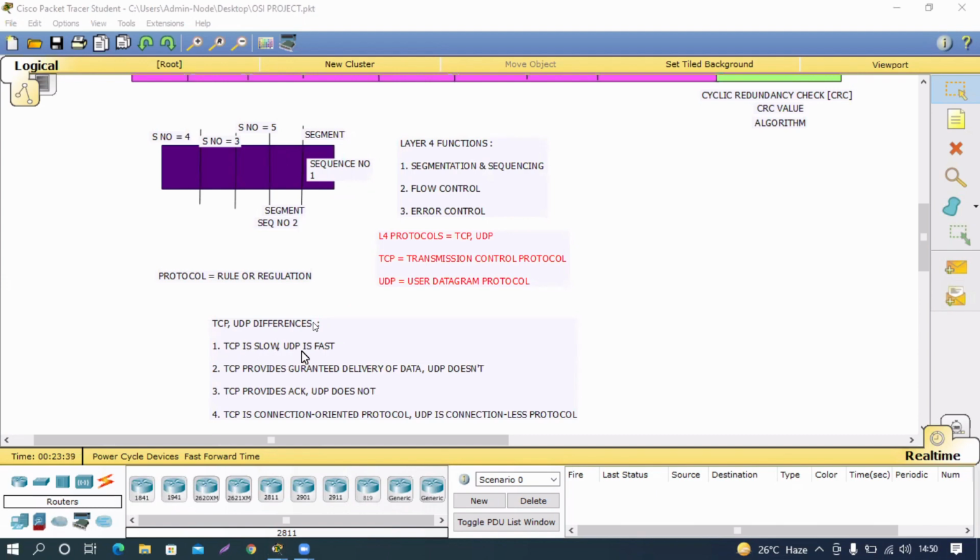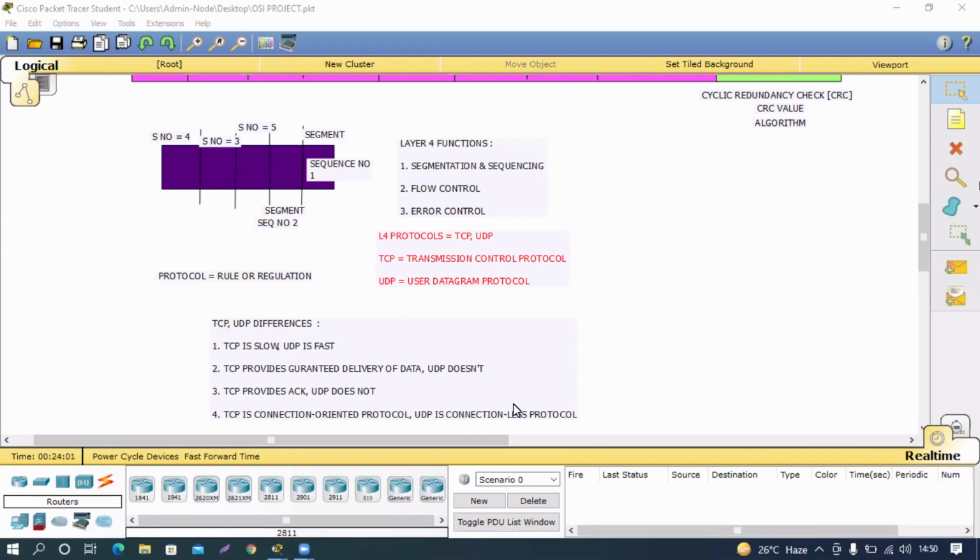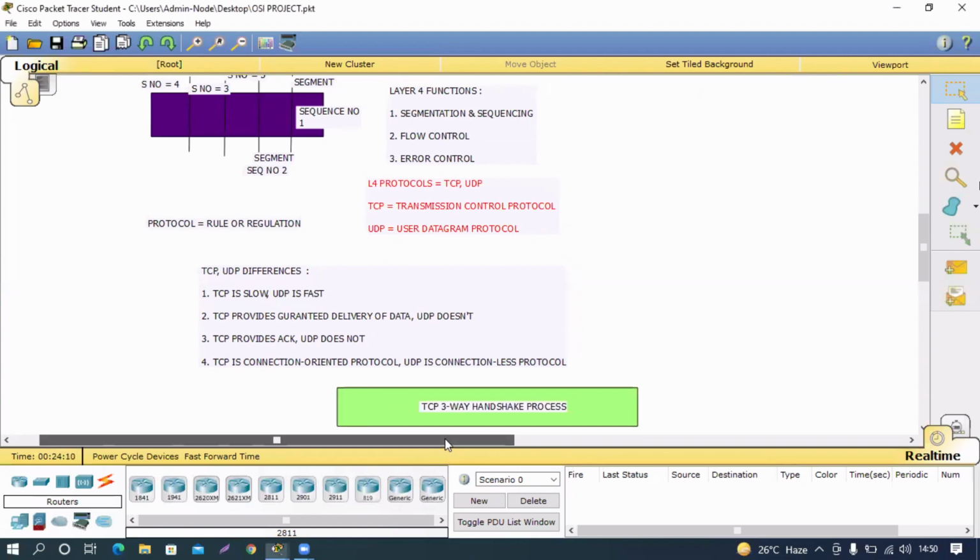TCP is considered slow, UDP is considered fast. Why is TCP considered slow? Number one reason is connection oriented versus connectionless: TCP always gives you acknowledgement for whatever you're sending and whatever you are receiving. Everything is acknowledgement based, but UDP doesn't provide any of these things. That is why it is fast. But the real reason TCP is slow and UDP is fast lies in the three-way handshake process.